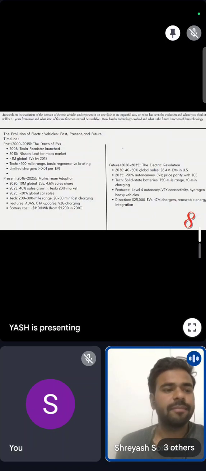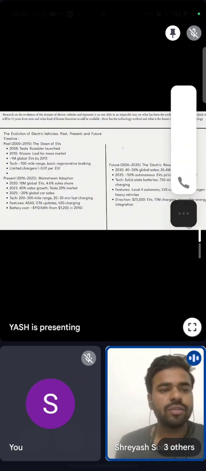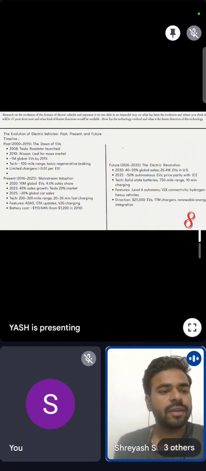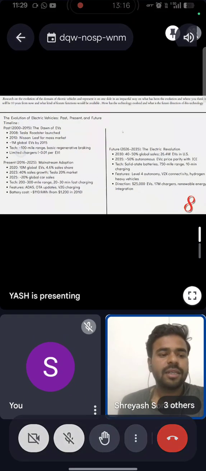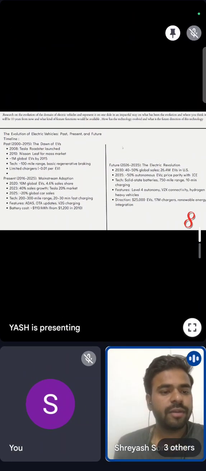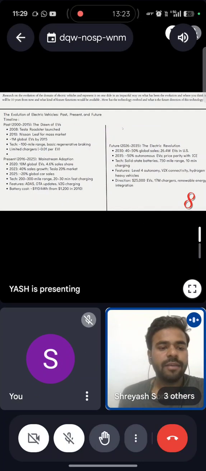Timeline. Past: 2000 to 2015, the dawn of EVs. 2008, Tesla Roadster launched. 2010, Nissan Leaf for the mass market. Tech: 100-mile range, basic regenerative braking, slow chargers. Present: 2016 to 2025, mainstream adoption. 2020, 10 million global EVs, 4.6% sales share. 2023, 40% sales growth, Tesla 20% market share.